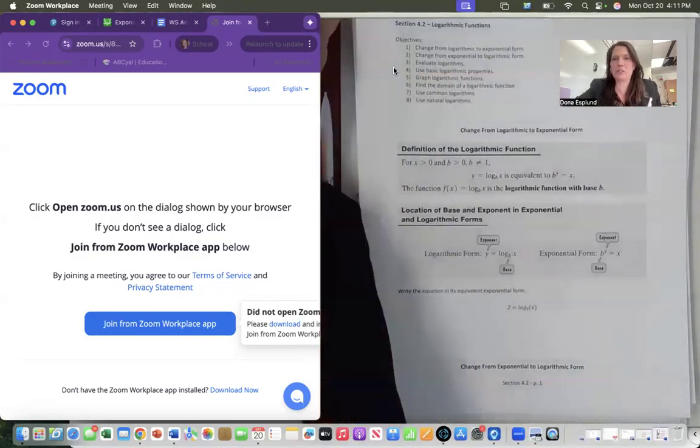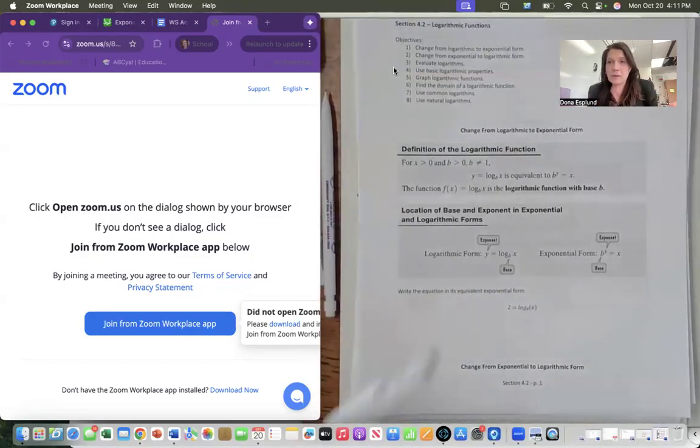We're going to do 4.2. Also, great job on your tests. Woohoo! You did well. I will get those to you if you haven't seen them already in your email. You should be getting them soon. This is Monday night, and I should be able to get them done tonight. So I'll be sending those out along with the key.